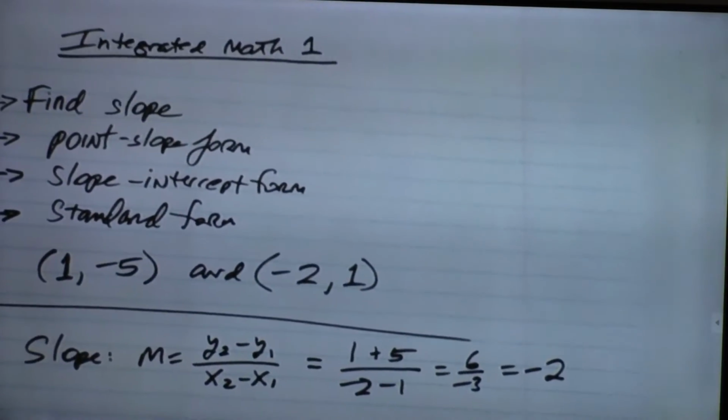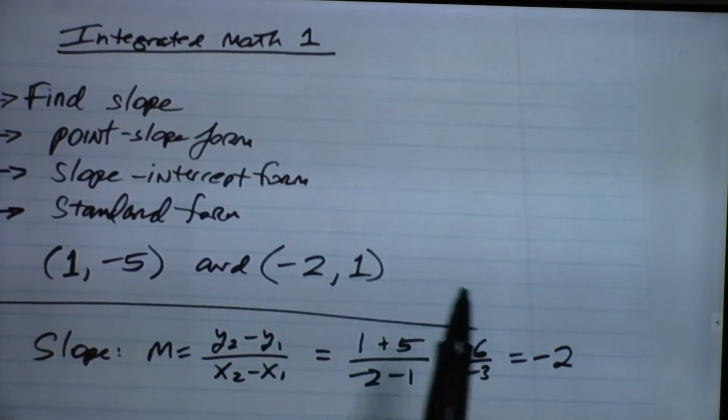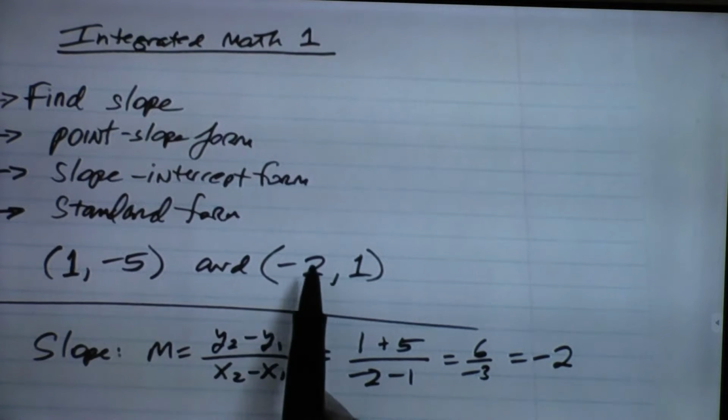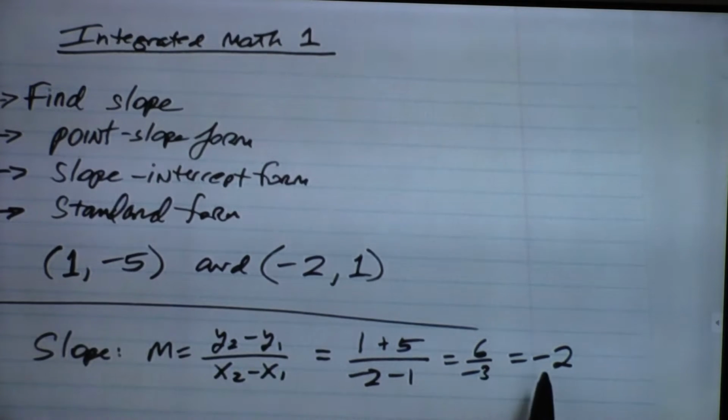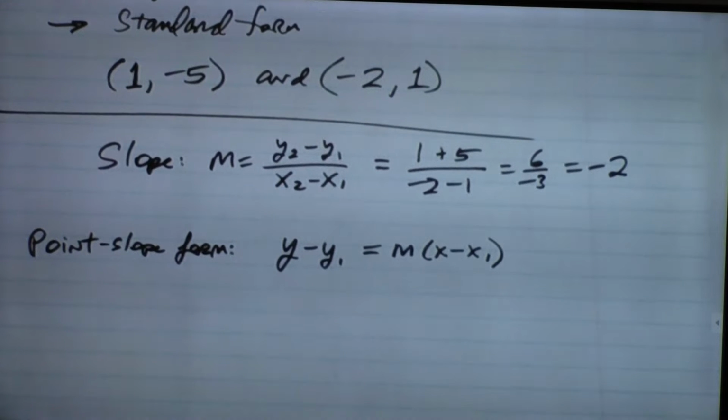Having done the slope, you should have gotten the number -2. 1 plus the 5, minus the negative is plus 5, and -2 minus 1. So you should have gotten a -2 for that. So the next thing to do is the point slope form. The problem here for probably about 2/3 of the people who took the test is you didn't remember it.